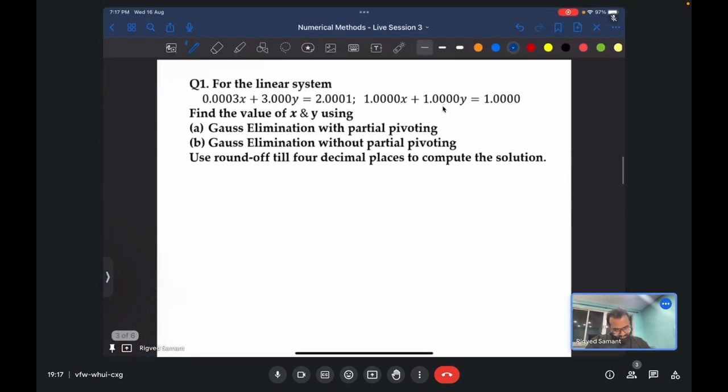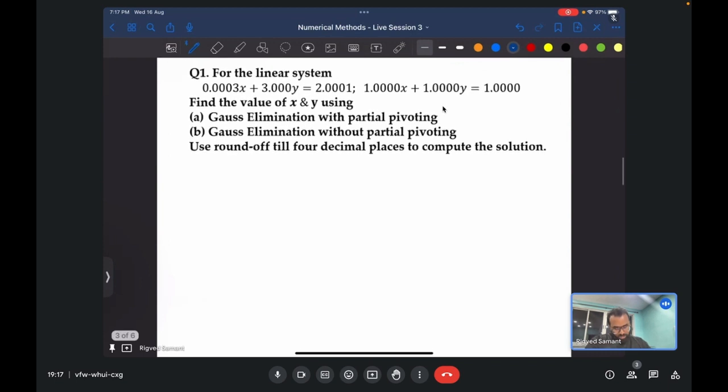So the first question is, for the linear system 0.0003x plus 3y is equal to 2.0001, and x plus y is equal to 1, find the values of x and y using Gauss elimination with partial pivoting and Gauss elimination without partial pivoting. Use round off to 4 decimal places to compute the solution.